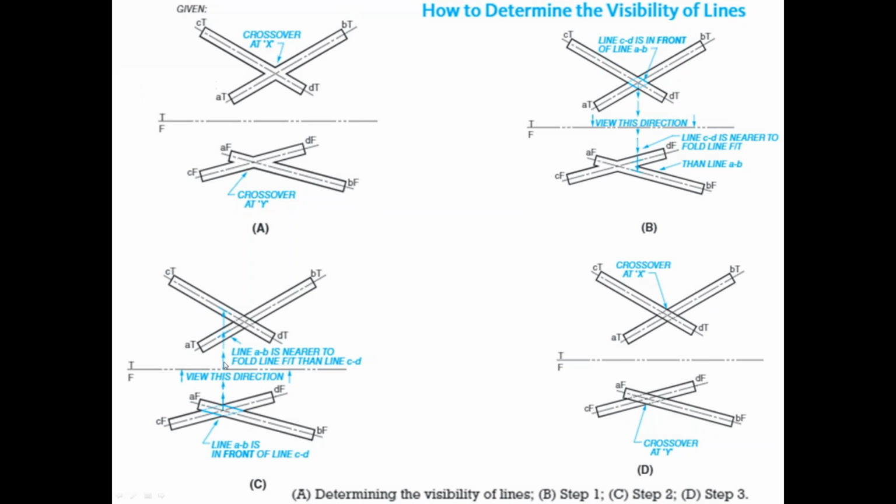Continuing on, I already determined which one is on top first. Now that I know CD is on top, do the same thing, project them back up, and you hit AB first, so you know AB is on top. When you project this up, you hit this first, so you know AB is on top of CD. So you would draw the solid line, and then the CD at the bottom you would draw as a dashed line. This is how you determine the visibility of the line.